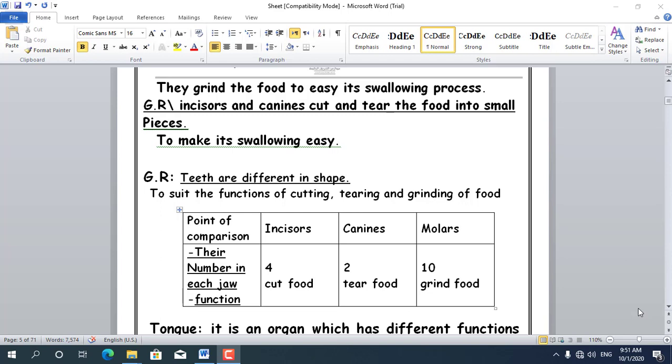Today we will complete our lesson Human Digestive System. Last session we talked about the body of living organism.